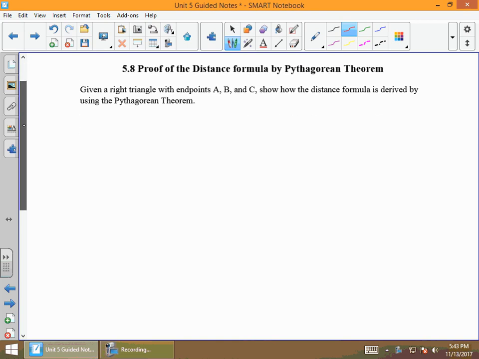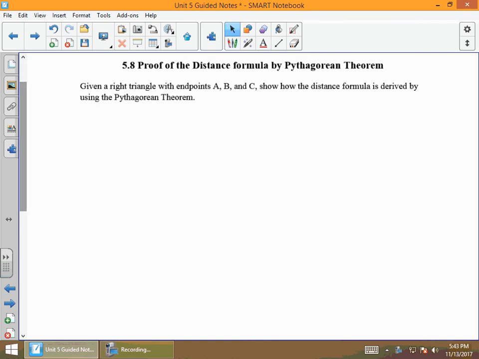So let's start with a little bit about what we know with the Pythagorean theorem. As hopefully you realize, a squared plus b squared equals c squared. And what I need to do is, given a right triangle with endpoints A, B, and C, prove the distance formula for just two arbitrary points.